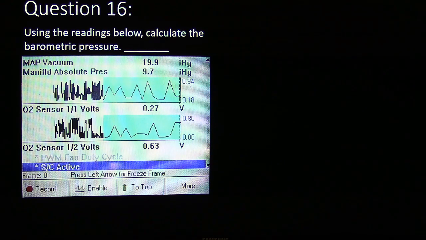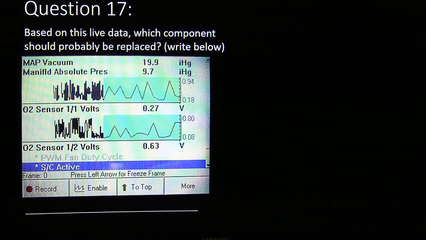Using the readings below, calculate the barometric pressure. Question 17 on the same screenshot. Based on this live data, which component should probably be replaced? Write it down here below.